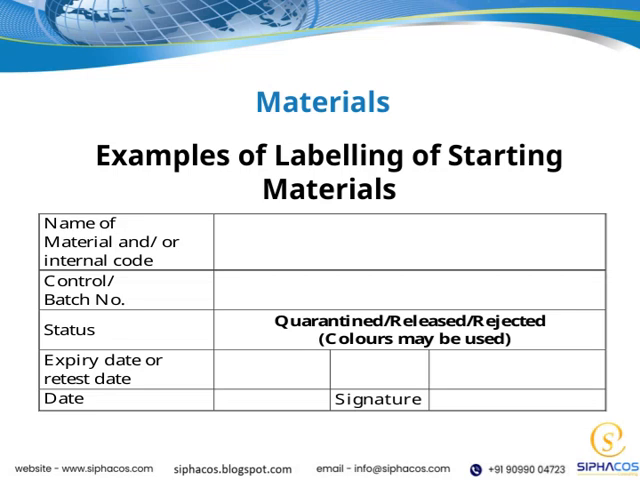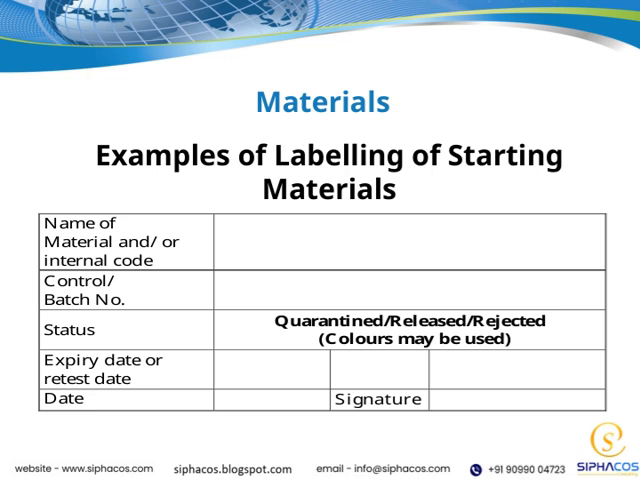Now, let's take a closer look at some examples of how starting materials are labeled. As you can see here, proper labeling is essential for ensuring traceability and safety throughout the manufacturing process. It's important that labels clearly identify the material, including details like the material name, batch number, and any relevant handling instructions. This helps prevent mix-ups and ensures that everyone involved knows exactly what they're working with.